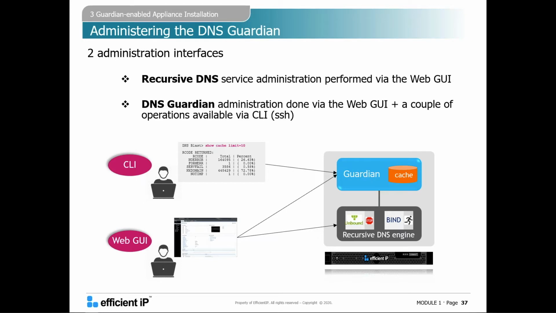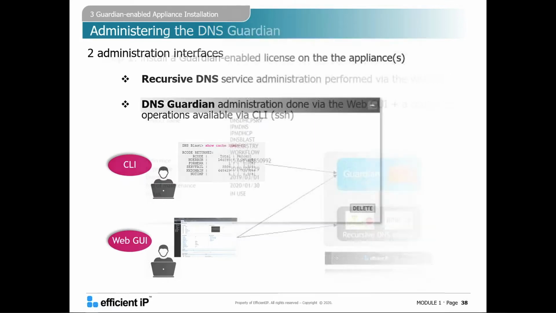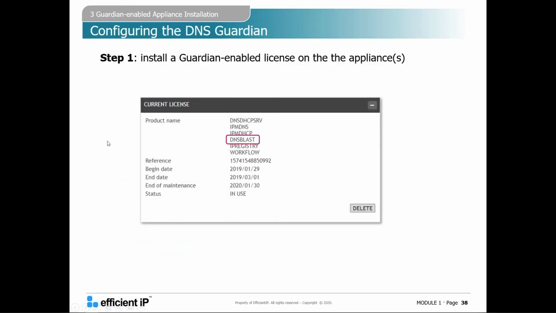The DNS Guardian administration, as of version 7, can be done via the web GUI, right? So there's no need to access the CLI. We only access the CLI when we need to get some information. For example, show cache limit, show the client IP, all this needs to be performed via the CLI. When you install the license, you will see this as DNS Blast. It will not show DNS Guardian in here. This is a legacy thing, right? As long as you see DNS Blast, it means the appliance or the license already includes DNS Guardian.